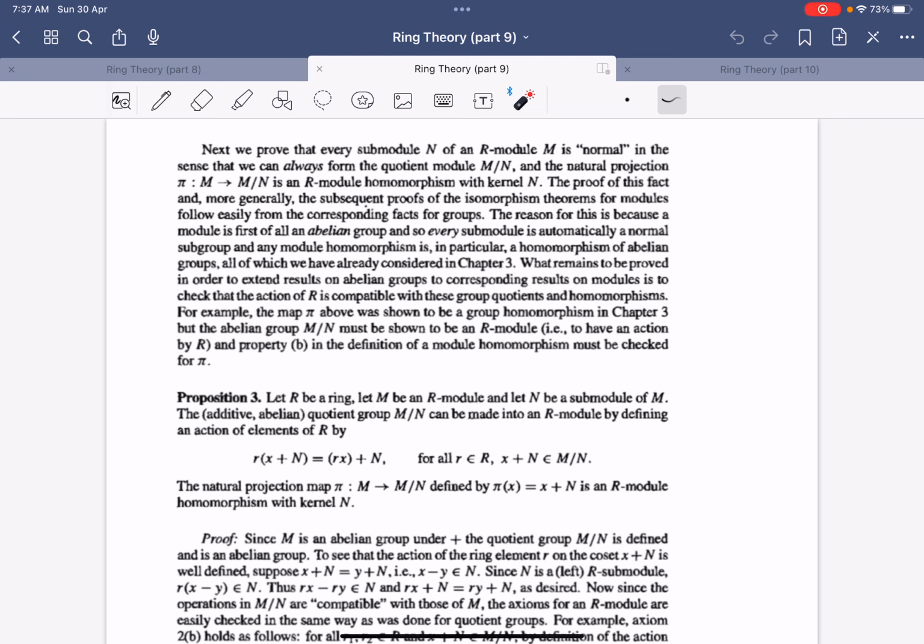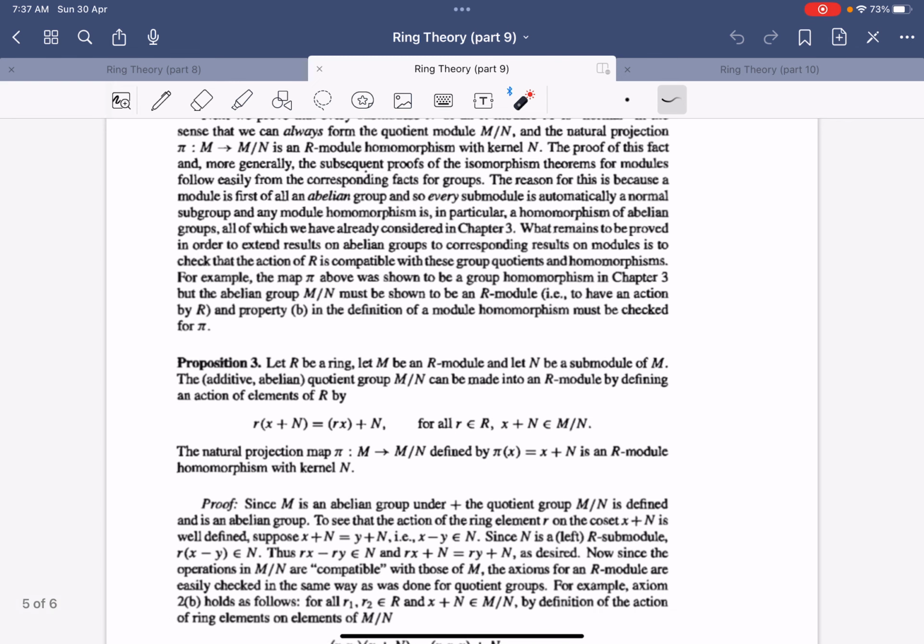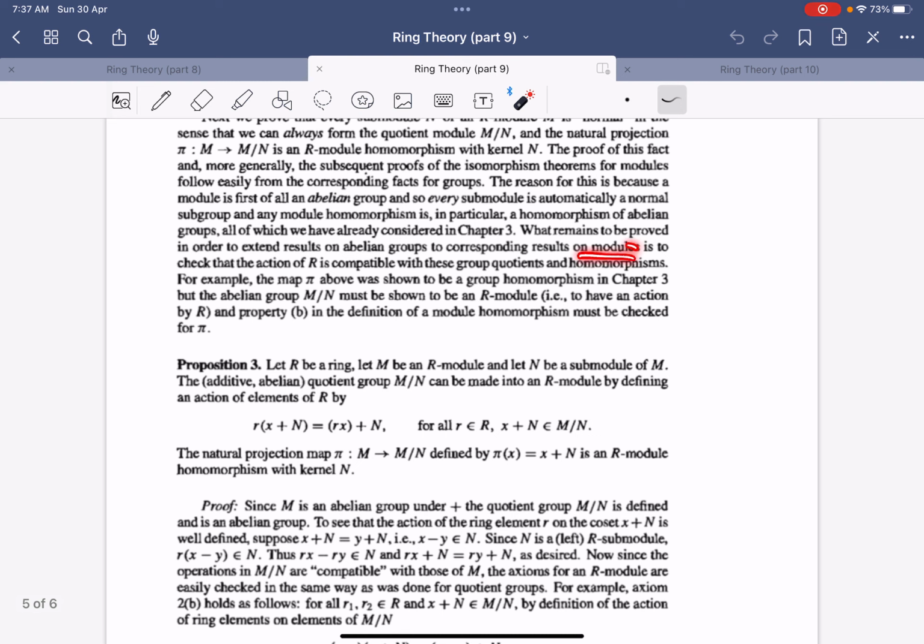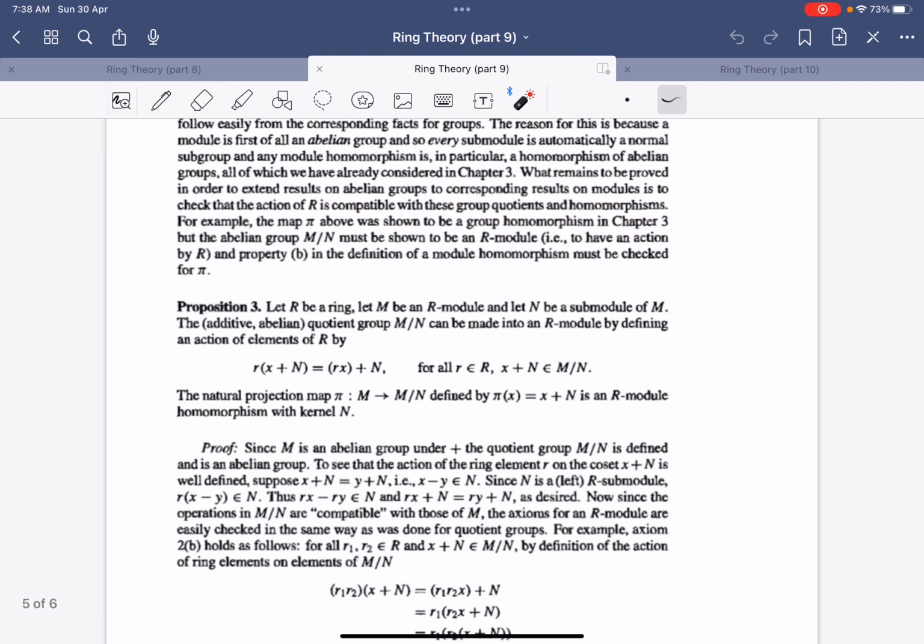The reason is that it's first of all an abelian group, so every submodule is automatically a normal subgroup, and so you can already form the quotient map. And any module homomorphism of abelian groups is already seen. So what we just need to check is that the module's action is compatible with the group homomorphism. And so proposition 3 tells us that it is.